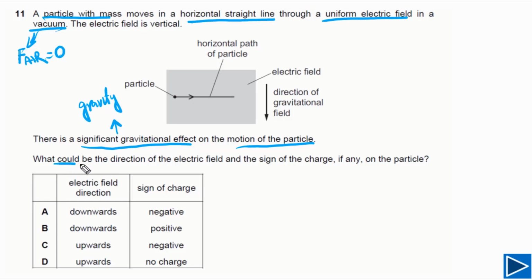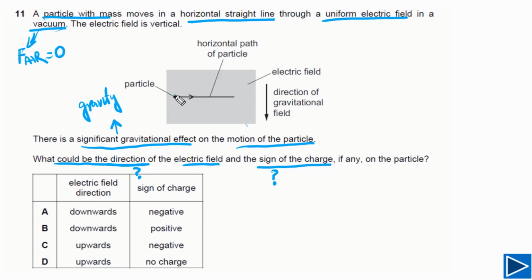We have to consider the effects of gravity in our calculations. The question is asking us what could be the direction of the electric field and the sign of the charge. So first, we need to find out the direction of the electric field. This is one thing we need to find out. And the second thing we need to find out is the sign of the charge.